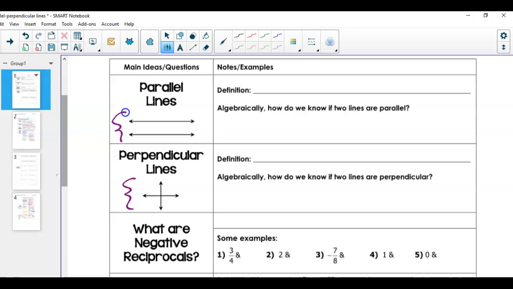For parallel lines, these are lines that will never intersect. So they're going to keep going forever and ever, whichever direction they're facing, but they're never going to touch. They should never touch. So looking at them graphically, we can see that they'll never touch, but algebraically, we know two lines are parallel if they have the same slope.